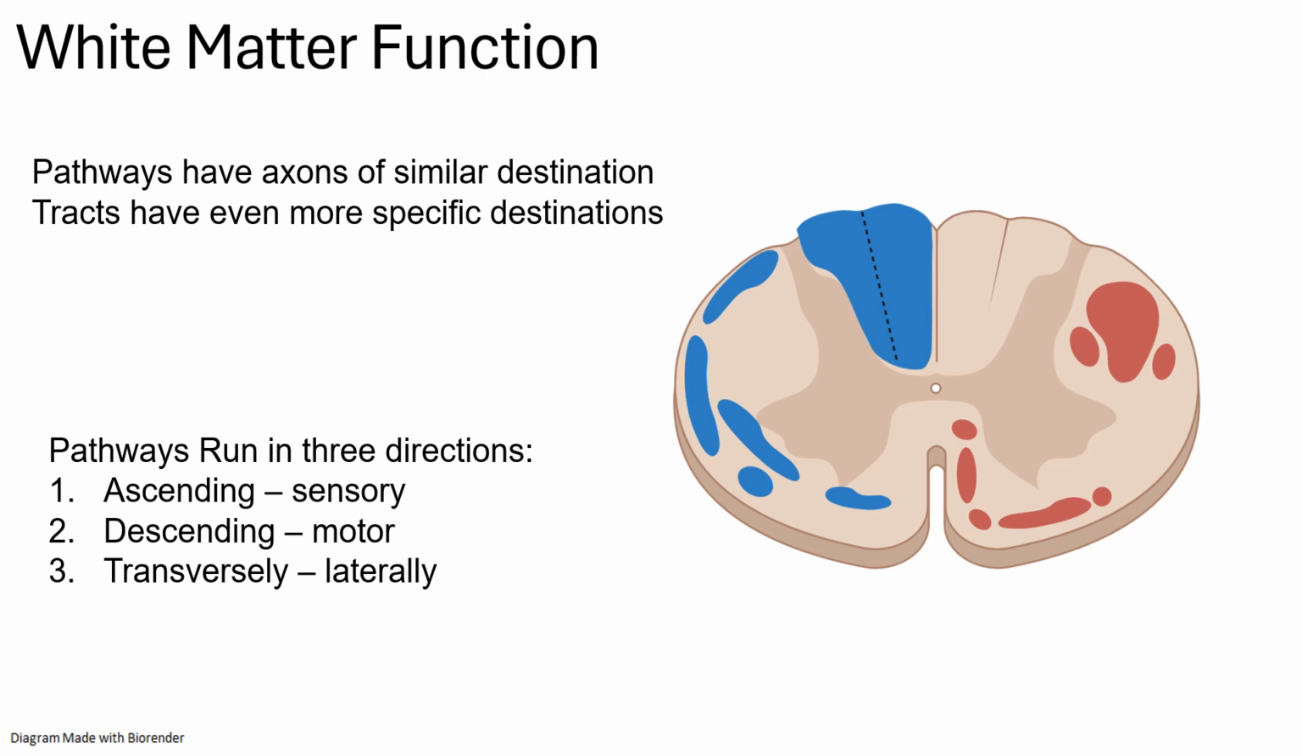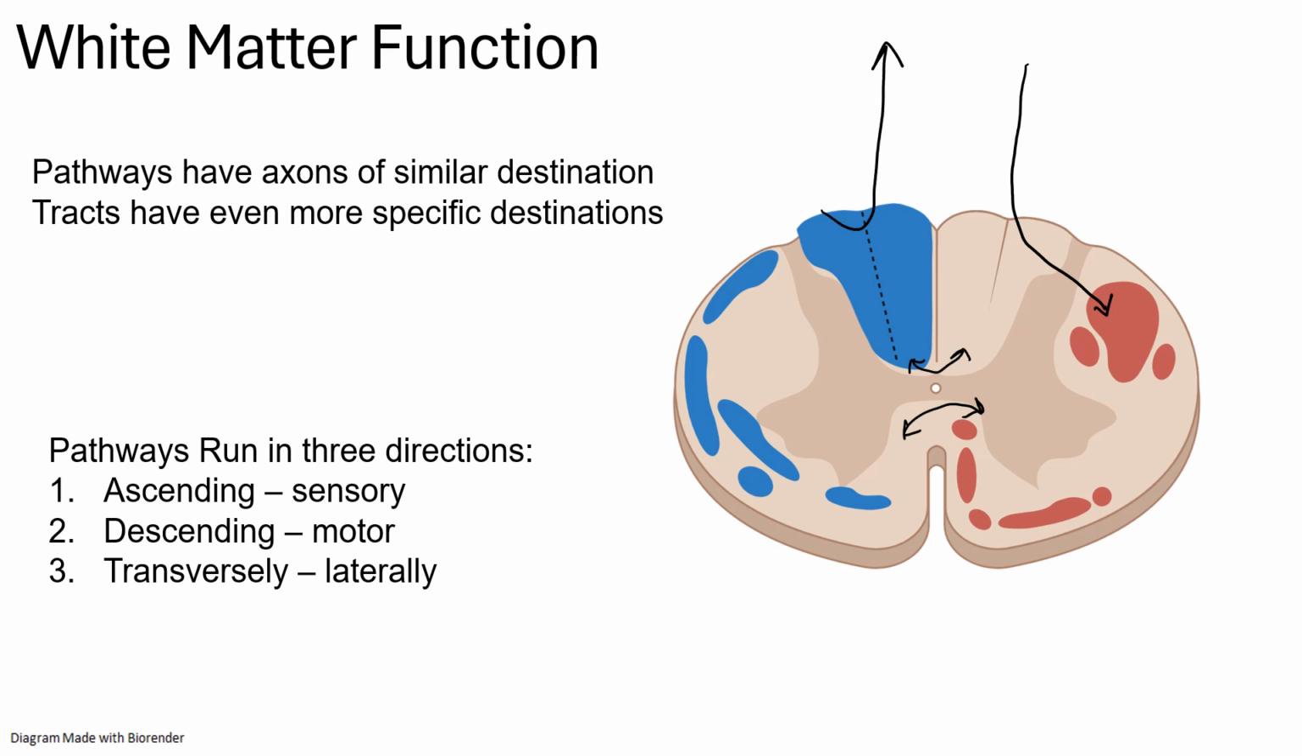So pathways, or groupings of axons destined for similar locations, exist in these large columns of white matter. Pathways can run in 3 directions: up, down, and side to side. But we can't call them that, right? There are transverse pathways, which are just axons that are able to use these commissures to move from side to side, to decussate. There are ascending pathways that are bringing action potentials to the brain. And then there are motor pathways that are bringing action potentials from the brain.